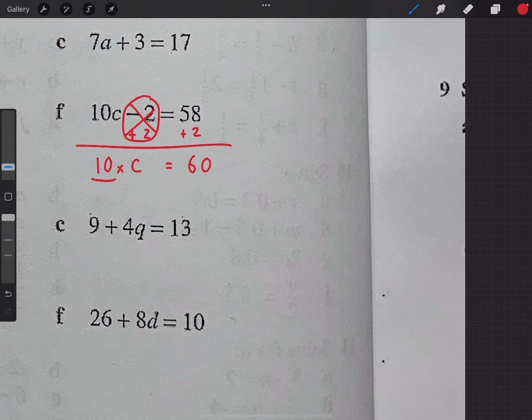So how do I get rid of this 10? Well, we just do the inverse operation. The 10 is multiplying c, so we're going to divide by 10. Instead of multiplying by 10, we divide by 10. So now we divide both sides by 10, and you get c is equal to 60 divided by 10, which is 6. When you multiply by 10 and divide by 10, it cancels out, and you just get c equals 6.